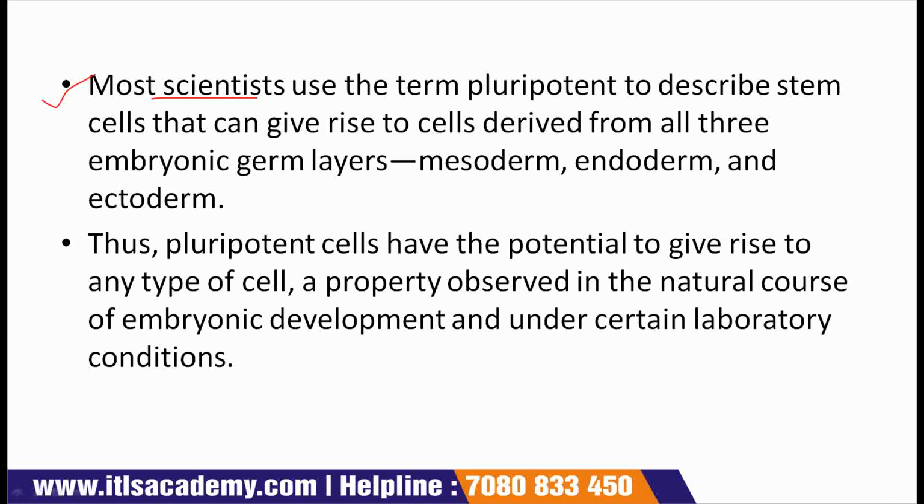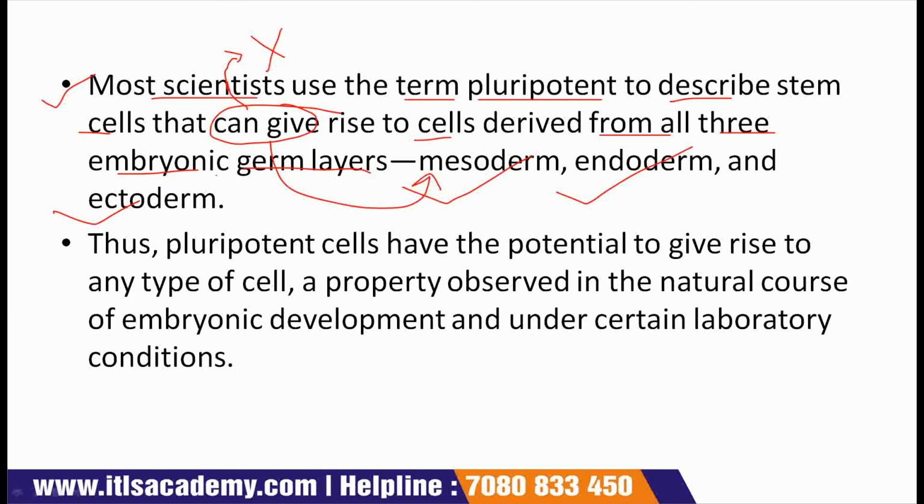Most scientists use the term pluripotent to describe stem cells that can give rise to cells derived from all three embryonic germ layers. And these embryonic germ layers are mesoderm, endoderm, and ectoderm. Pluripotent cells can give rise to all these three layers. But as we have seen in our previous slide, this pluripotent stem cell cannot give rise to the trophoblast.